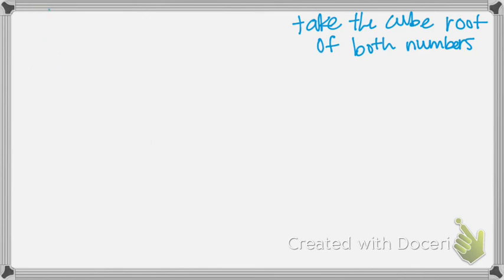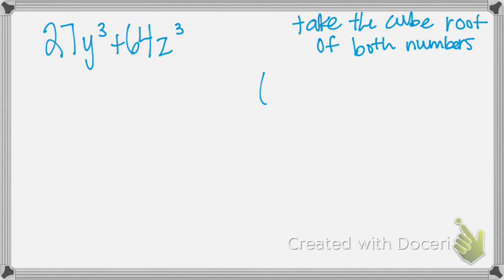All right, this is 9b. So we have 27y cubed plus 64z cubed. Okay? So since it's adding, are we going to use the sum of 2 cubes or are we going to use the difference of 2 cubes? Remember, your signs stay the same. So if it's adding, we're going to use the sum. So go ahead and write your sum formula.